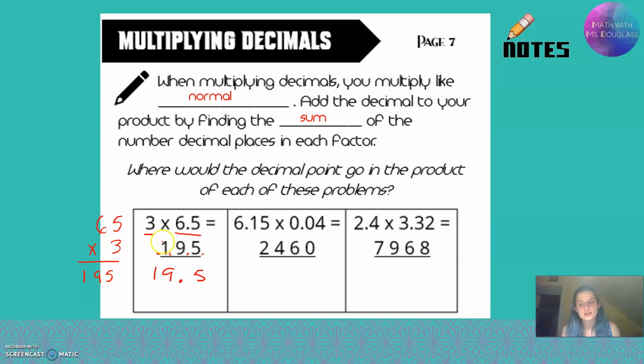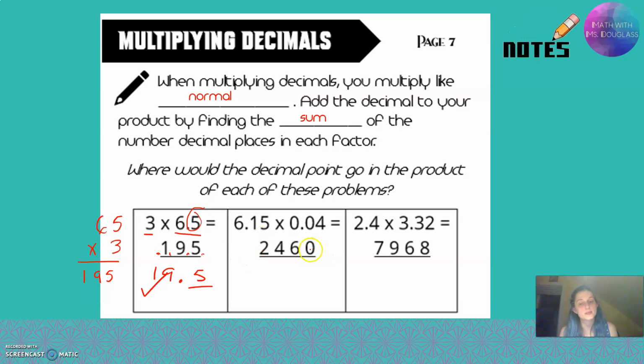So in 3, there's no decimal point. There are no numbers after a decimal point, so that's 0 numbers after a decimal. In 6 and 5/10, there is a decimal point, and there is one digit, one number that comes after the decimal point. So 0 numbers that come after decimal points plus 1 number that comes after a decimal point, that makes 1. So in my final answer, I should have 1 number that comes after the decimal point. So that's another way to check that this is the correct decimal placement.